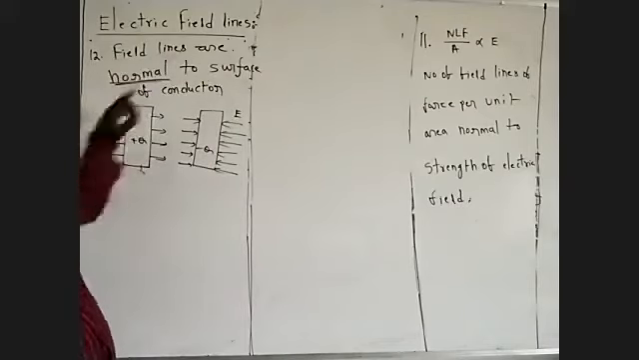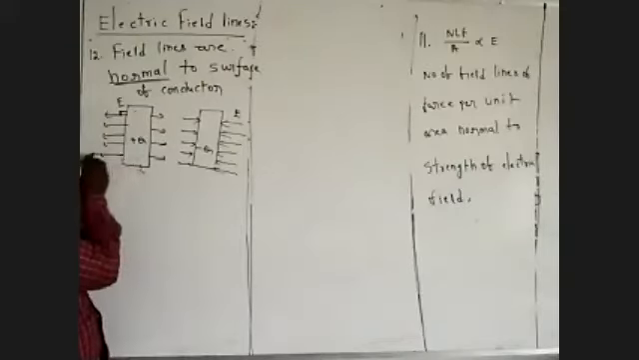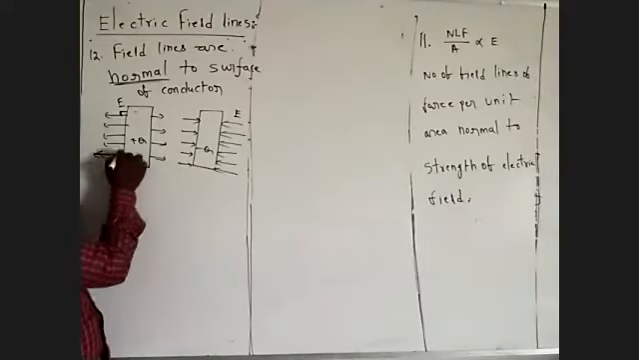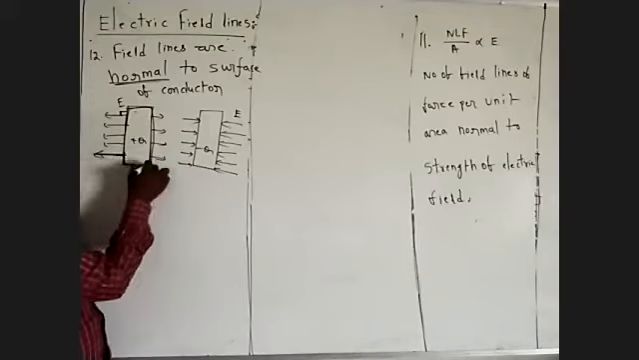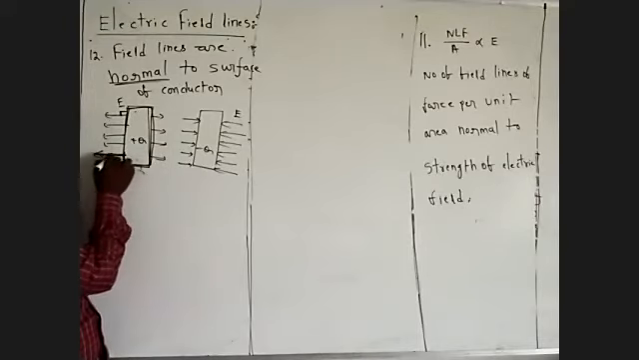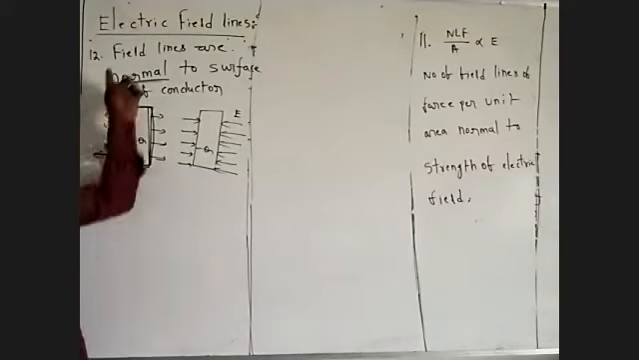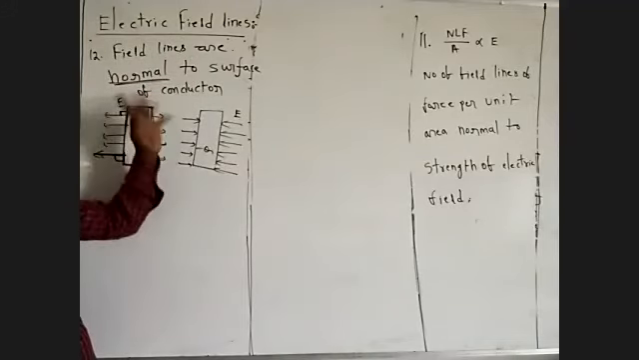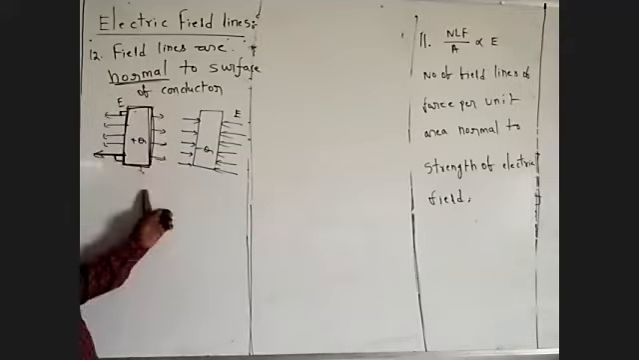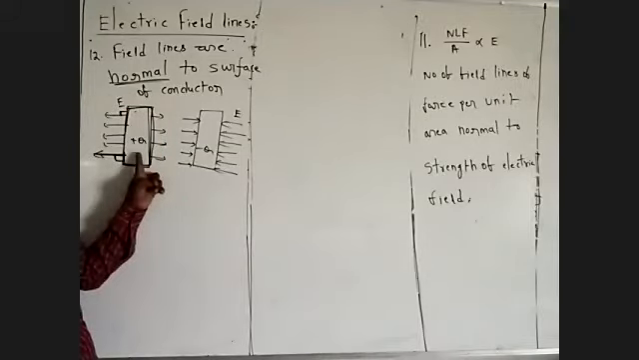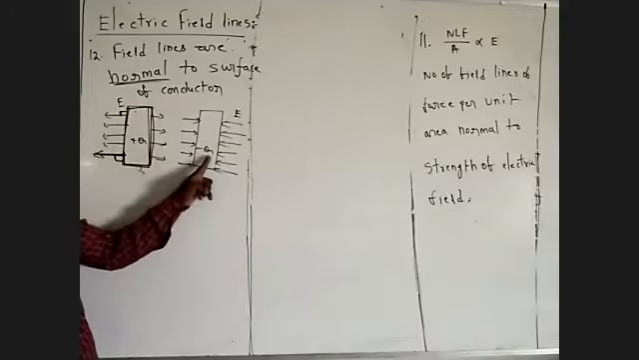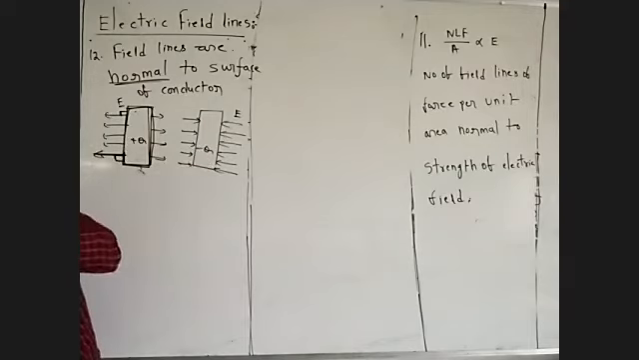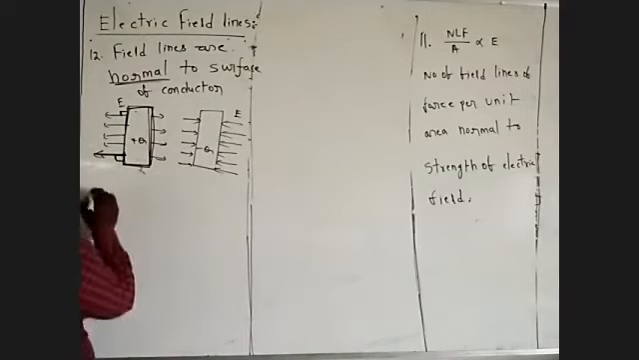This is a field line, this is the surface of the conductor. The angle between them is 90 degrees. Field lines are normal to the surface of the conductor. This is an example for positive charges, and this is an example for negative charges. Next, 13.